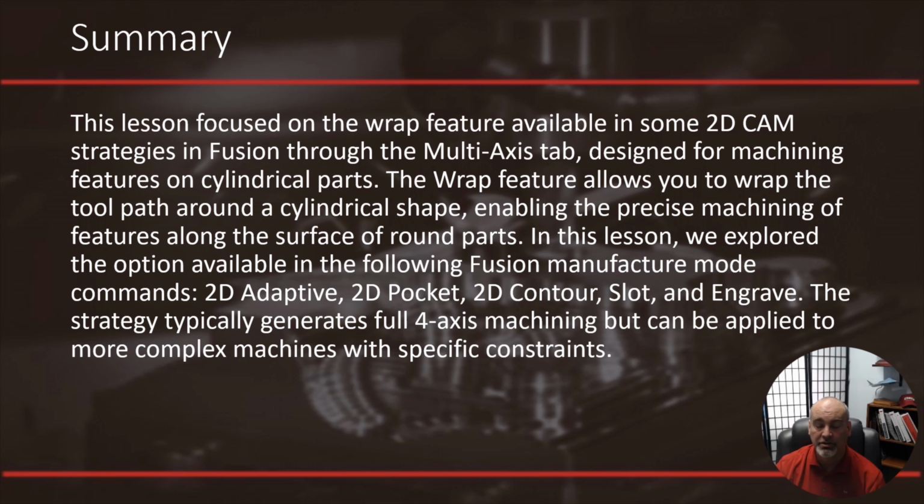And those constraints are that you do have to apply it on the center line of one of the axes of rotation. So if you have a full 5-axis machine, it will do it, but the feature has to be aligned to the center of rotation of one of your 2 rotary axes.